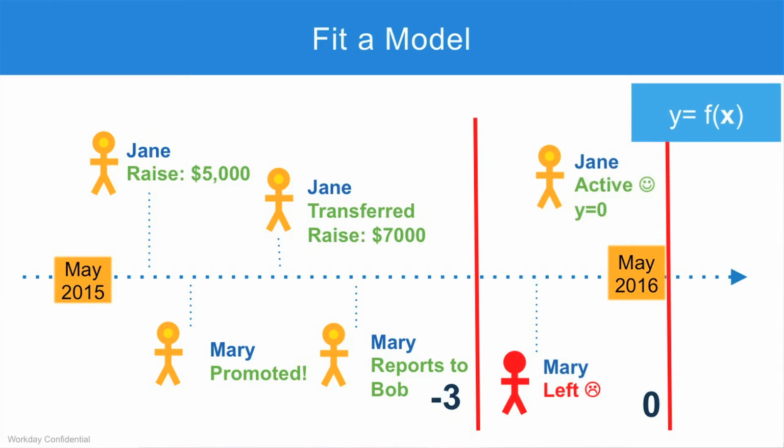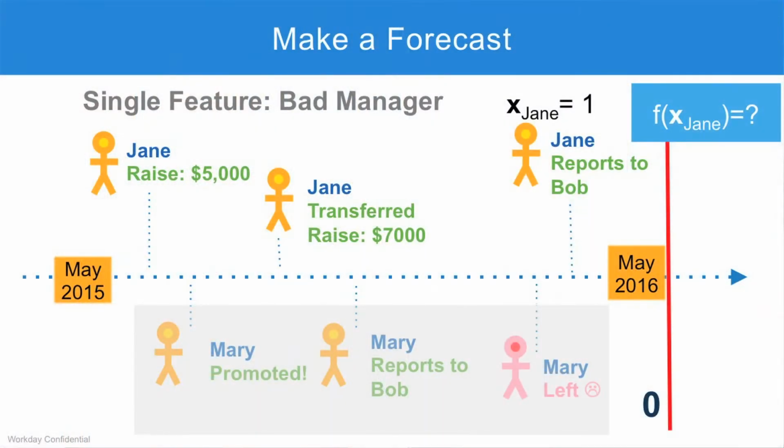And we are going to go with a single feature for illustrative purposes. The feature is, do you report to a bad manager or not? And for Mary, that feature takes value 1, since she reports to Bob. And for Jen, that feature takes value 0. And we fit a model based on these X and Y, the feature matrix and the prediction.